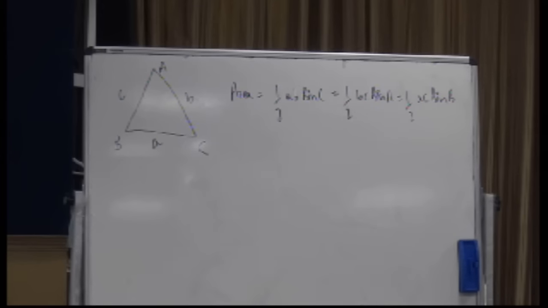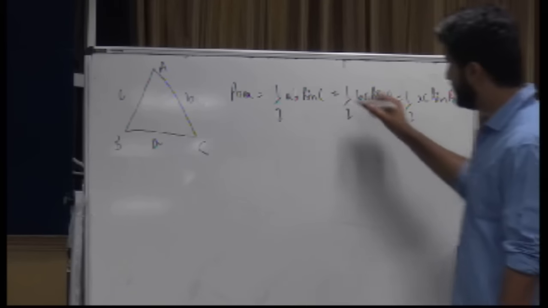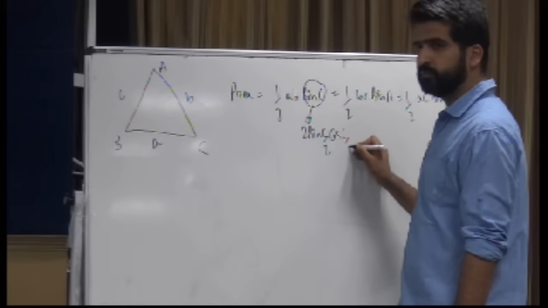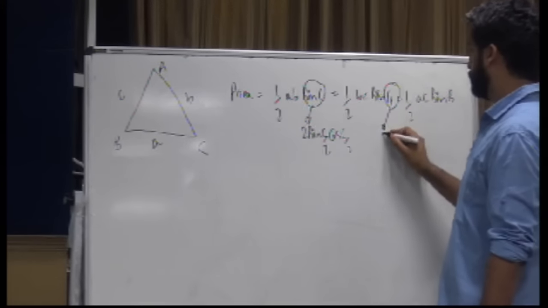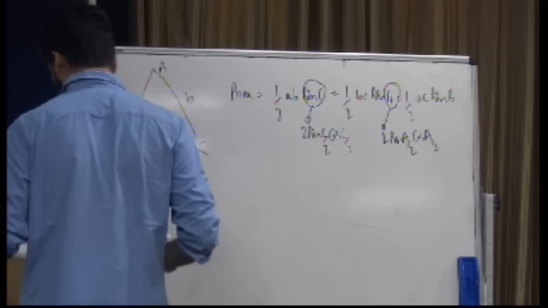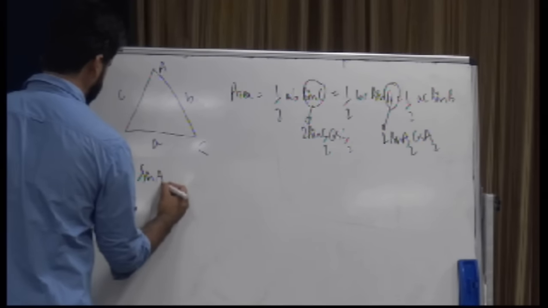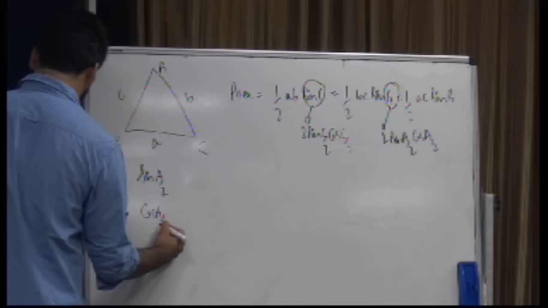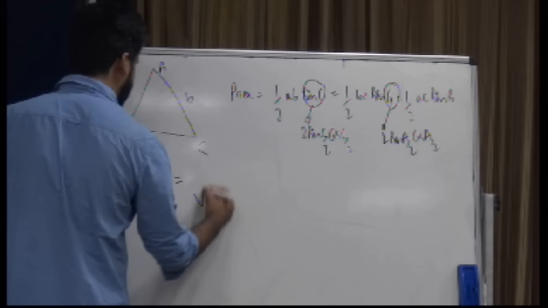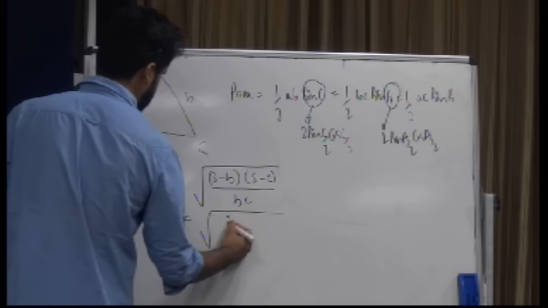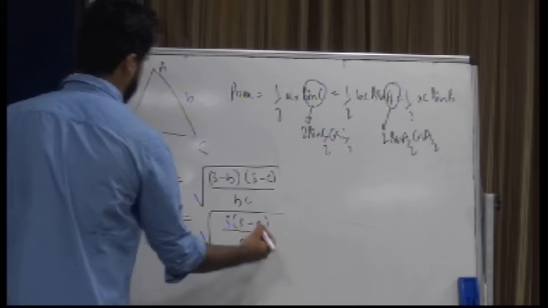Okay, so if you compare this to your Heron's formula, then sine C can be written as 2 sine C/2 cos C/2. Similarly, sine A can be written as 2 sine A/2 cos A/2. Similarly for sine B. So the formulae for sine A/2 and cos A/2 are actually given by this. Sine A/2 is root of (s minus b) into (s minus c) upon bc, and cos A/2 is root of s into (s minus a) upon bc.